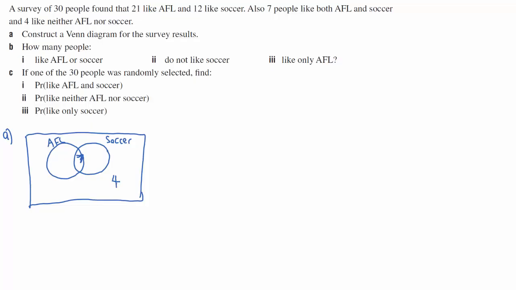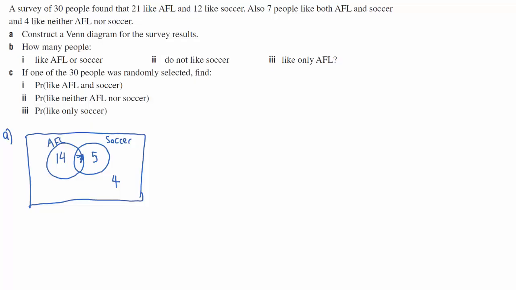Now let's look at the people who like AFL but not soccer. Well, we know that 21 like AFL, but that 7 of those people also like soccer. So 21 minus 7 is 14. That's how many people like AFL but not soccer. We're also told that 12 people like soccer, but 7 people who like soccer also like AFL. So 12 minus 7 is 5. That's how many people like soccer but don't like AFL.